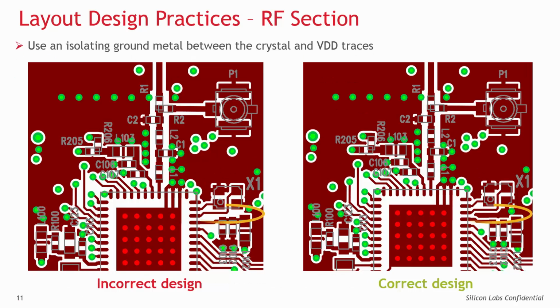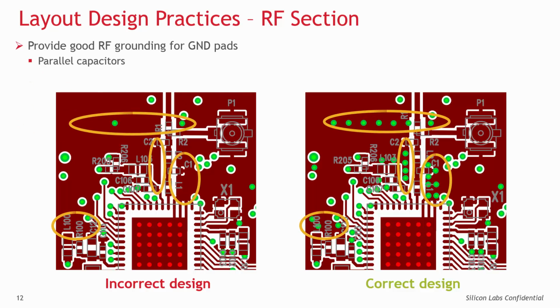Use an isolating ground metal between the crystal and VDD traces to avoid any detuning effects on the crystal caused by the nearby power supply and to avoid the leakage of the crystal or clock signal and its harmonics to the supply lines. The grounding effect in the thermal straps used with capacitors should be improved. In addition, the trace near the GND pin of these capacitors should be thickened. This will minimize series parasitic inductance between the ground pour and the GND pins.